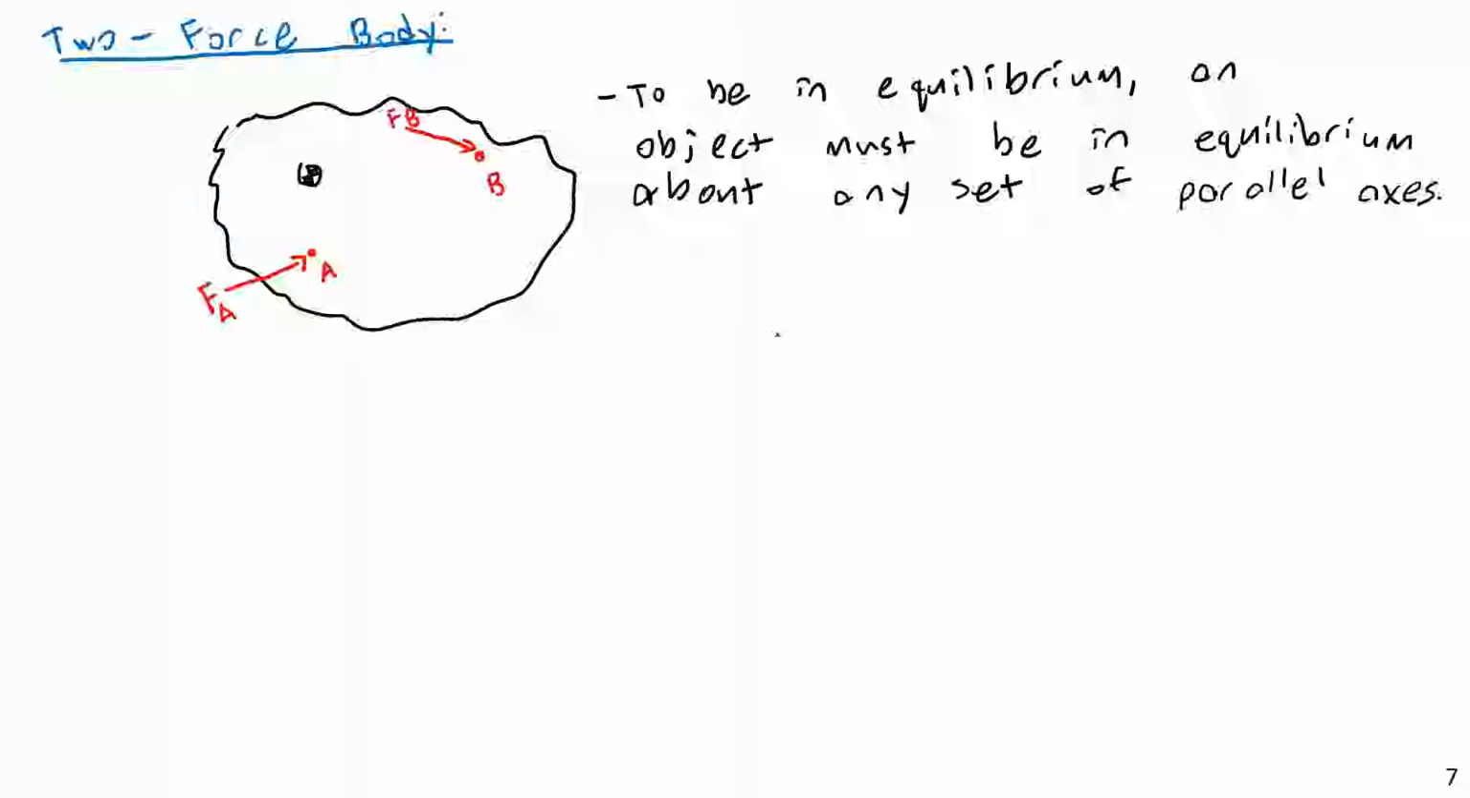So all I really have to do to prove an object is in equilibrium is prove that it is in equilibrium about any two perpendicular axes. Well, for 2D systems, any two perpendicular axes. For a 3D system, any three axes. So all I have to do is show that a body is in equilibrium about any set of axes, and if it is, that object will be in equilibrium.